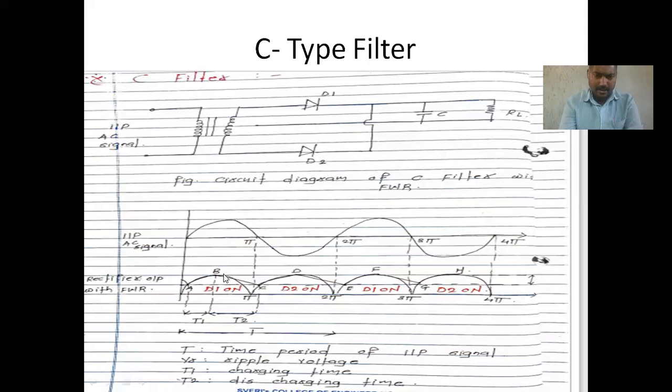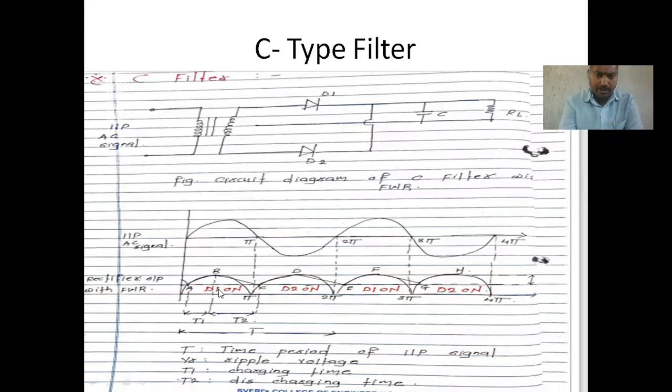It starts charging up to the level of B, from A to B. So the capacitor charges from A to B during this period, during the half period of this input waveform. But at that point, what happened?